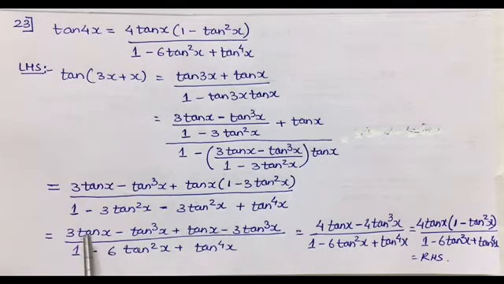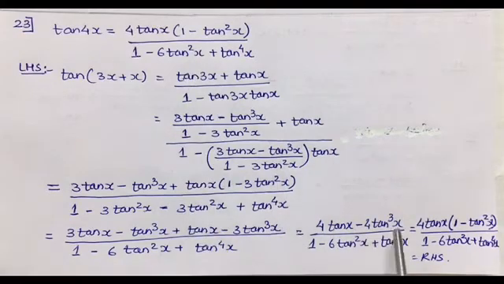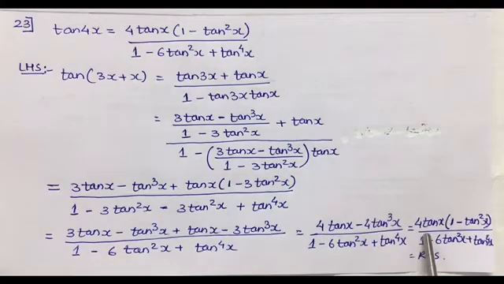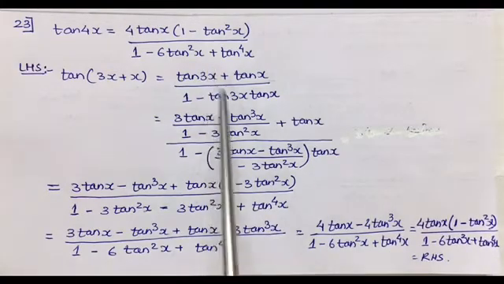Now in the numerator, 3 tan x plus tan x will give 4 tan x, minus tan cube x minus 3 tan cube x will give minus 4 tan cube x, divided by the denominator, which remains as it is, 1 minus 6 tan square x plus tan raised to 4x. Now to get the RHS, in the numerator we will remove 4 tan x common. So inside the bracket remains 1 minus tan square x, divided by 1 minus 6 tan square x plus tan raised to 4x, and that is the RHS.